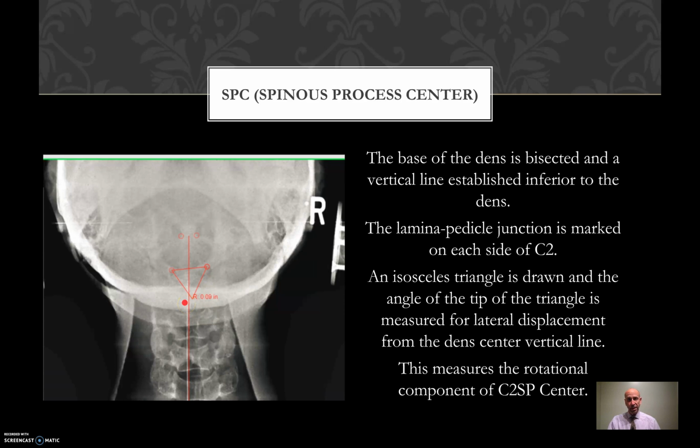And so this would indicate that the C2 spinous process or spinous process center has moved to the right of midline a little bit. So that would indicate, in this case, that with right laterality, as we did on the nasium, that this would represent an inferior spinous.